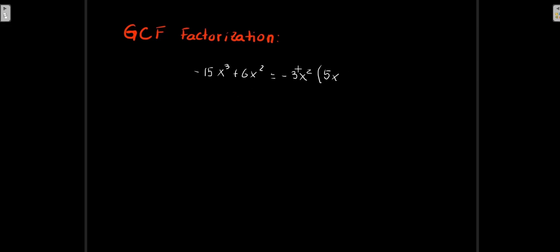And then the second term, negative 3x squared times what gives us positive 6x squared? So this will be a negative term if we want to make it a positive, right? So we put a negative on it, and negative 3x squared times negative 2, for example, will give us positive 6x squared. If we distribute back, negative 3x squared times 5x will be negative 15x cubed, and negative 3x squared times negative 2 would be positive 6x squared, and there we have the expression that we had at the beginning.